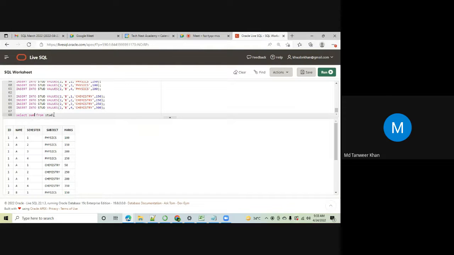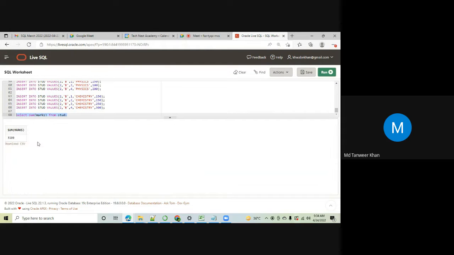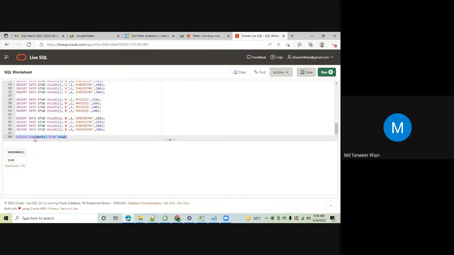I'm not sure if I've taught you earlier or not. Suppose I'm writing this query, sum of marks from student, and I execute this. What will be the output, and what is the meaning of this query? It will sum all the marks. 3,100. It means the sum of all the marks is 3,100, right?